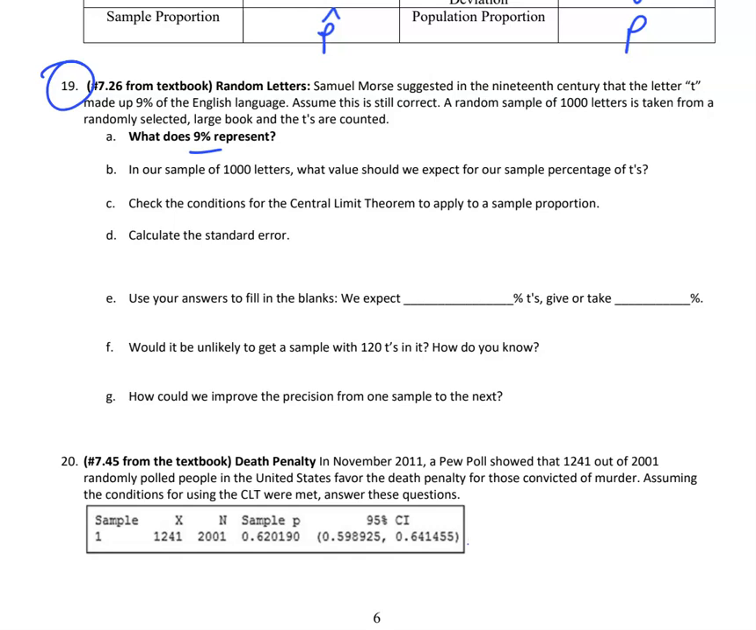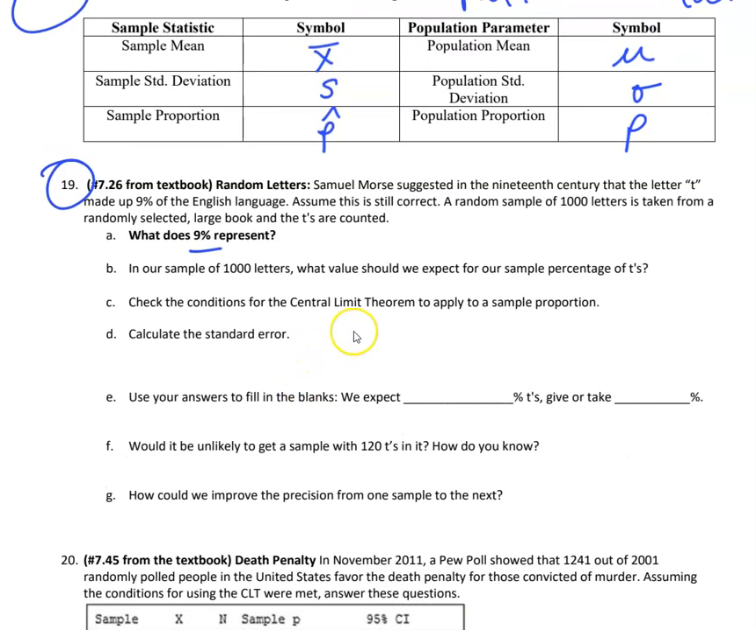Well, ask yourself, that's a percentage, but does it measure a population or a sample? Well, the 9% of the entire English language would be the measurement on the population. So this would be P, and that would be your population proportion. In our sample of 1,000 letters, so n is equal to 1,000. Remember, n is sample size. That's another symbol we might need to know. N is 1,000. What would we expect for our sample percentage of T's?